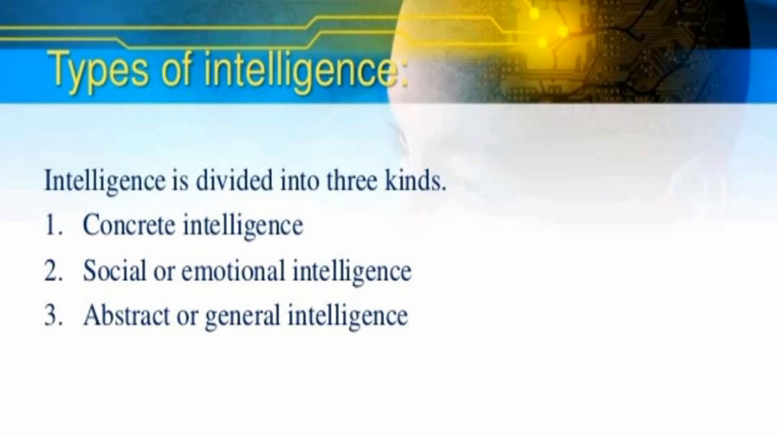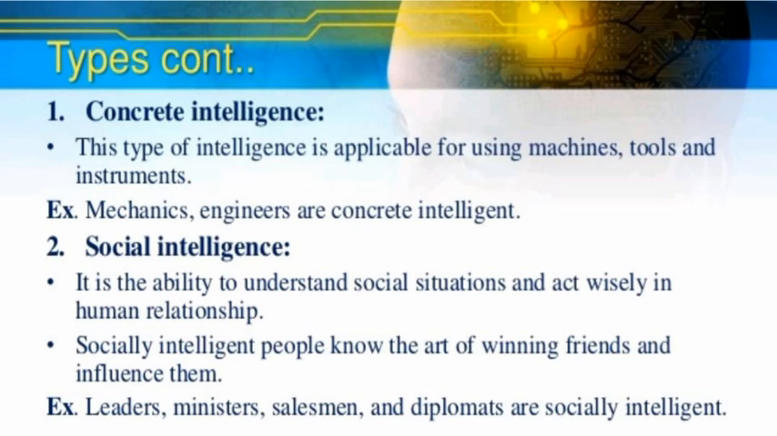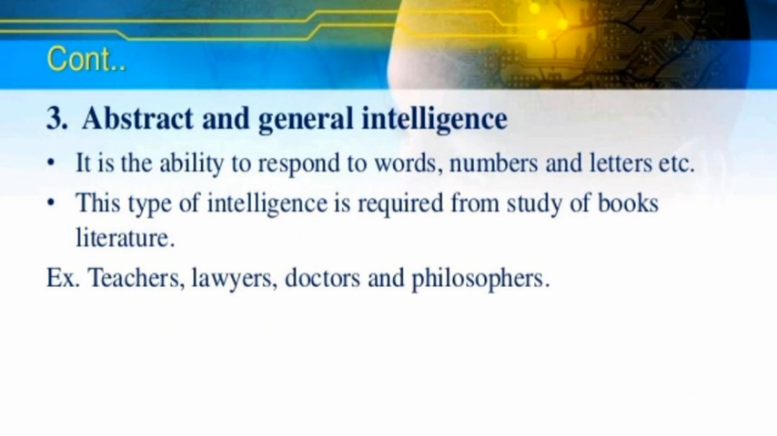Here the types of intelligence are concrete, social or emotional, and abstract or general intelligence. Concrete intelligence is applicable for using machines, tools and instruments. Social intelligence is the ability to understand social situations and act wisely in human relationships. Abstract and general intelligence is the ability to respond to words, numbers and letters.